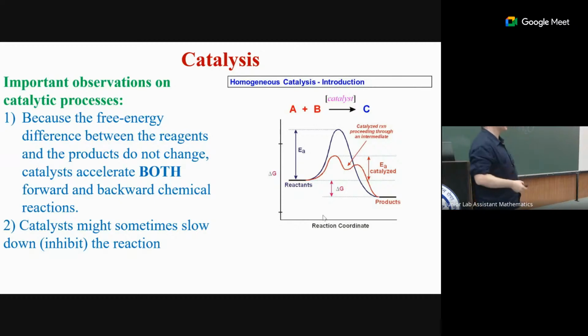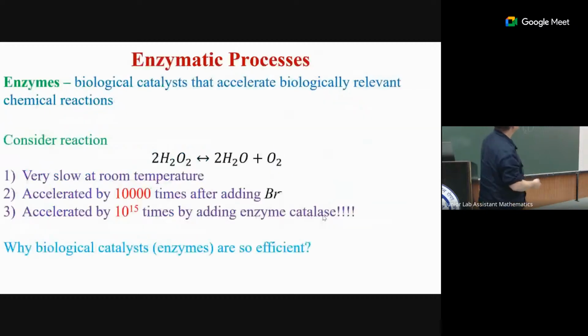There is an important observation about catalysis, as there is still a lot of misconception. Catalysts do not change the free energy of the initial and final components. Because of this, catalysis accelerates both the forward and backward reaction. But because you typically apply it to a system where the products are much lower in energy, you effectively see the reaction go in that direction. There are also catalysts which can slow down the reaction, inhibitors. So that's what we have to remember.